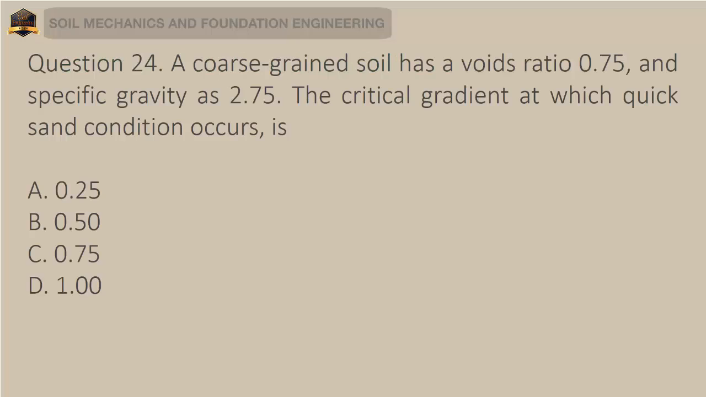Question 24. A coarse grain soil has a voids ratio 0.75, and specific gravity as 2.75. The critical gradient at which quicksand condition occurs is A. 0.25. B. 0.50. C. 0.75. D. 1.00.